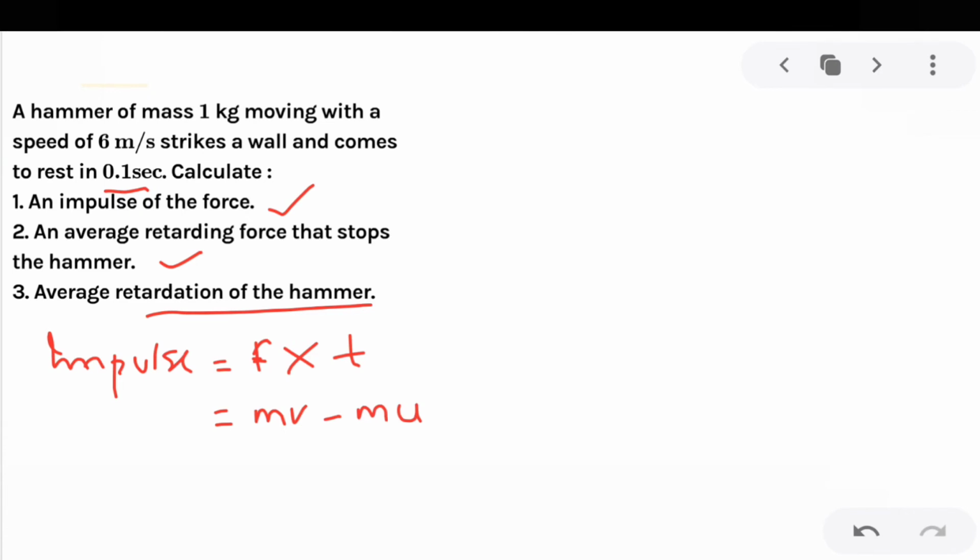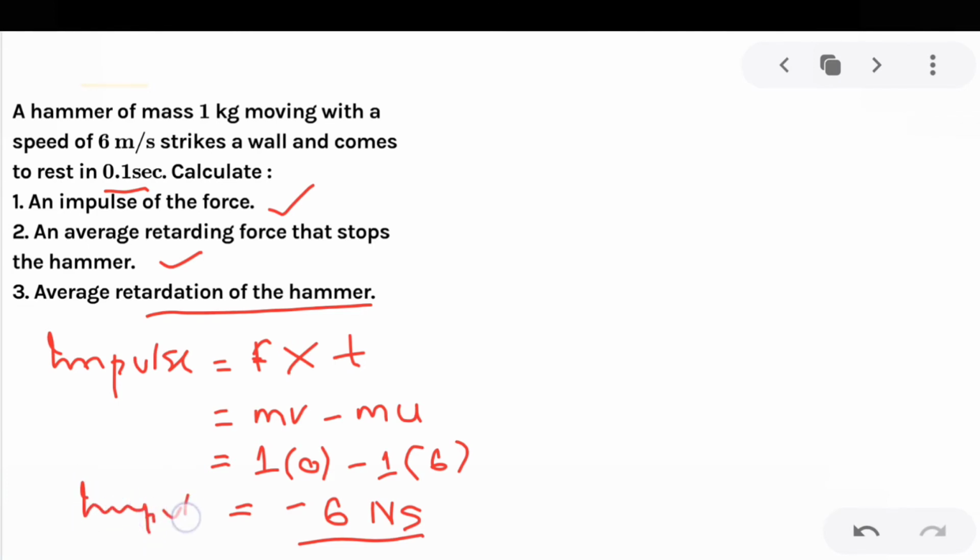Okay, the mass is 1 kg. Final velocity is 0 because it comes to rest, minus 1 times the initial velocity, which is 6 meter per second. So this is equal to minus 6 Newton second. Okay, so this is the impulse.